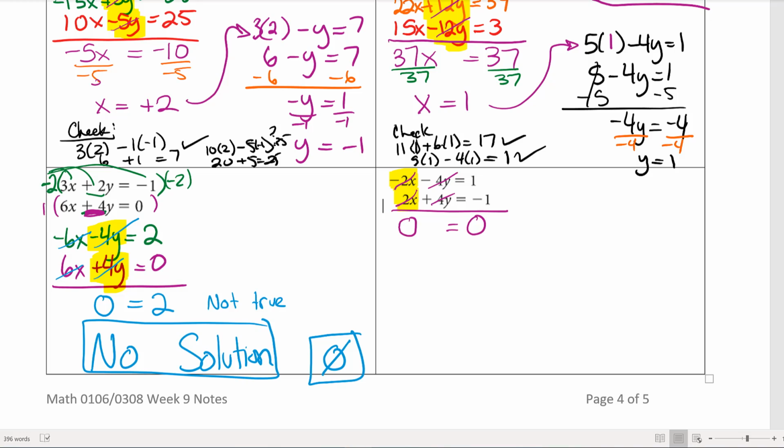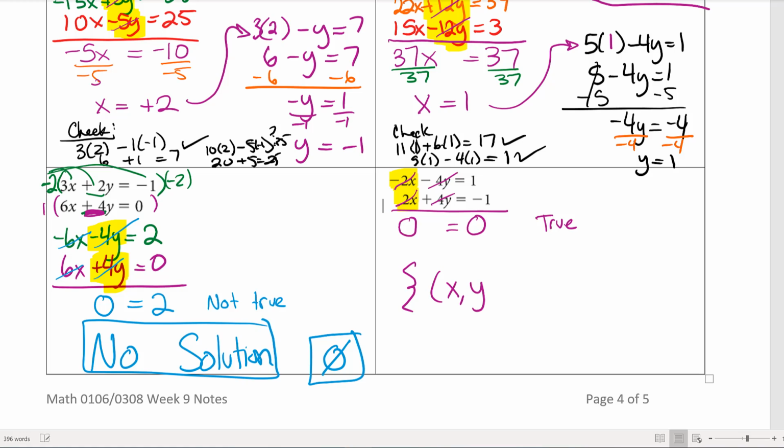So that's either a no solution special case or an infinitely many special case. How do I tell? Well, I look at the remaining number statement. Is this remaining number statement true? Does 0 equal 0? Well, yeah, that's true. And because that's true, my answer is infinitely many.